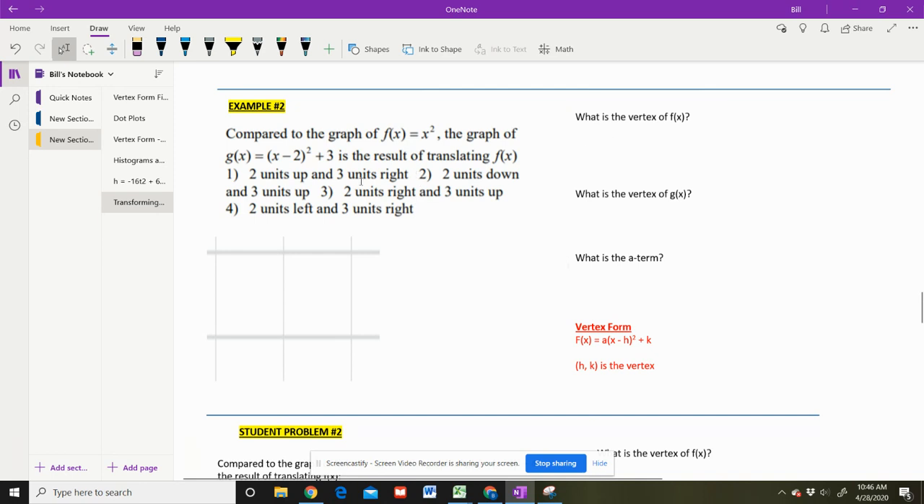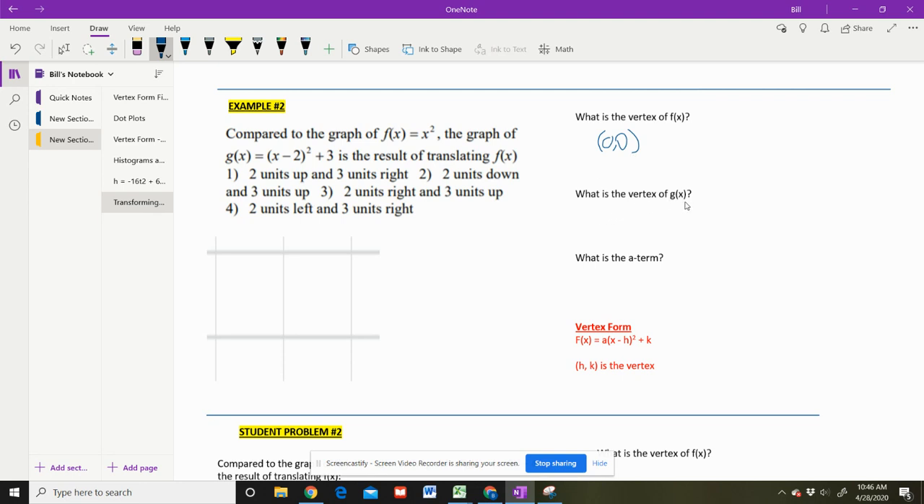So let's see. The first thing I like to do is go through and ask, what's my vertex for f of x? If I look at this, it's just x squared. That means my h is 0, my k is 0, and the a coefficient is 1, so it's just 0, comma 0.